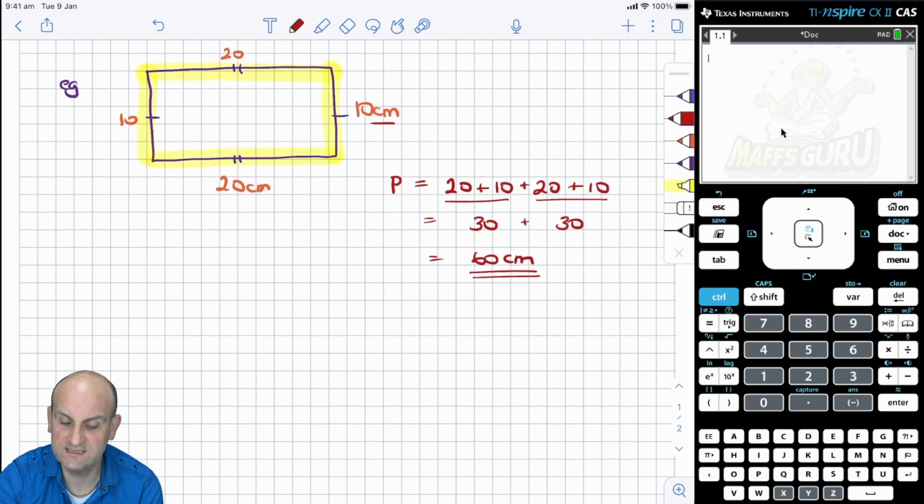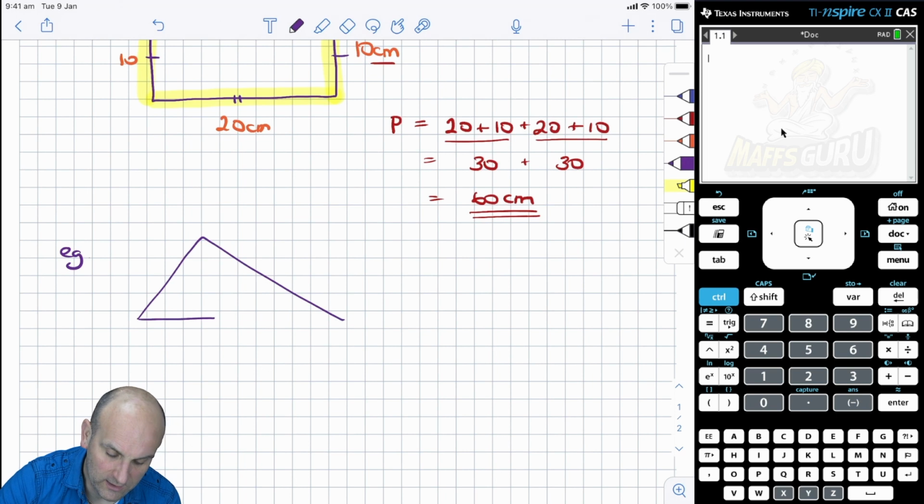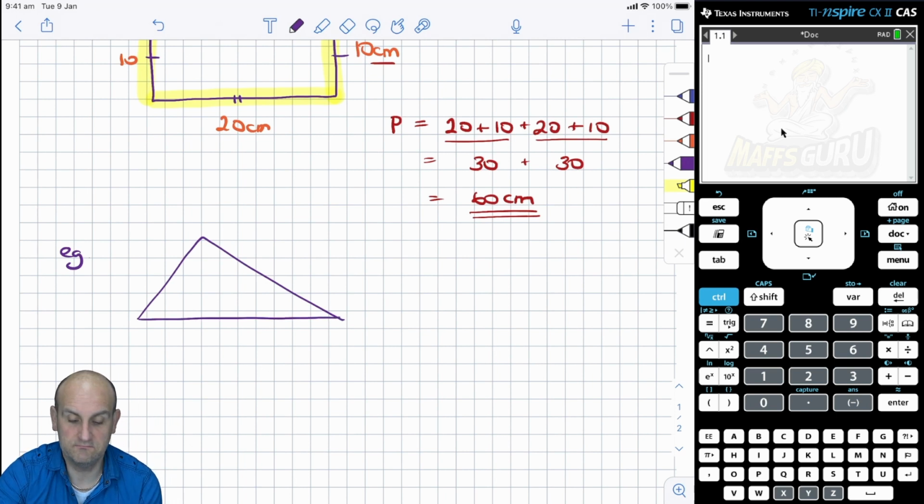All right, so that's a perimeter. What else? Let's do another shape. Let's do a triangle. Does it change with a triangle? Not at all.